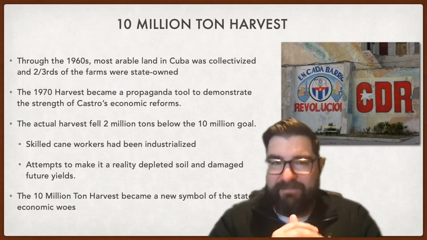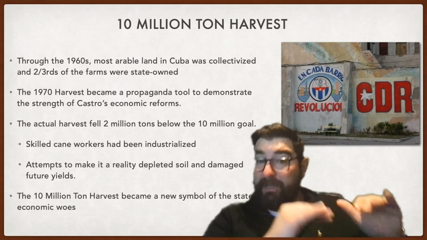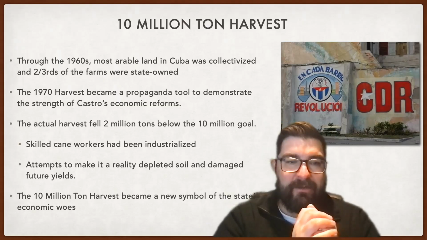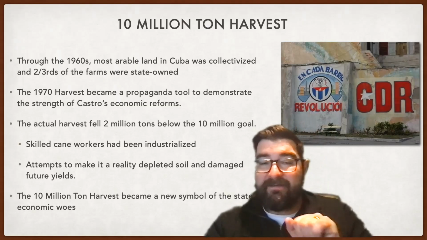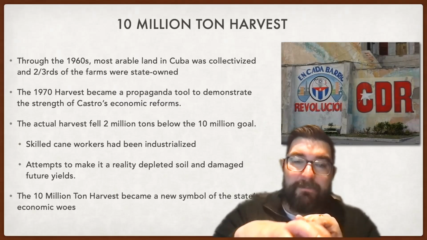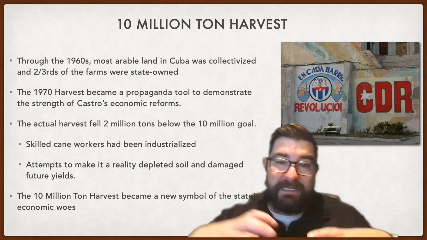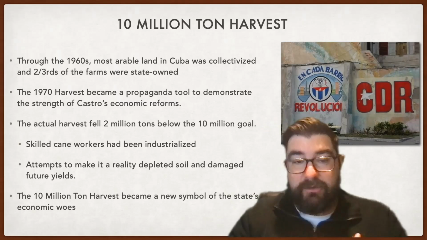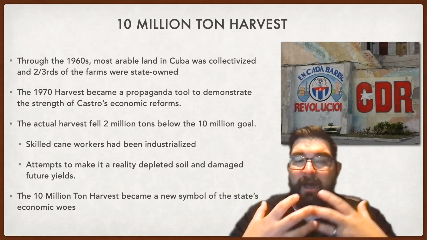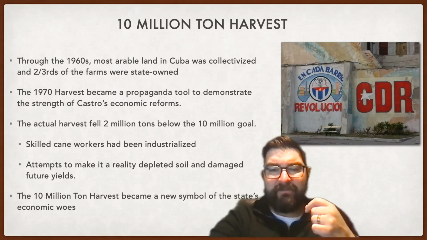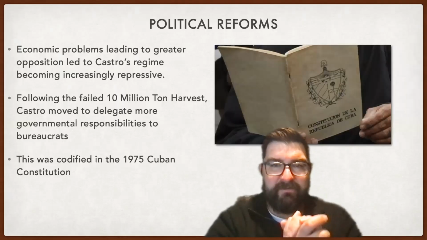The harvest actually fell 2 million tons below that 10 million ton goal. Skilled cane workers had been industrialized in previous years. Attempts to make it a reality had depleted the soil and damaged future yields. And so the 10 million ton harvest became a symbol of the state's economic problems and continued economic failures.